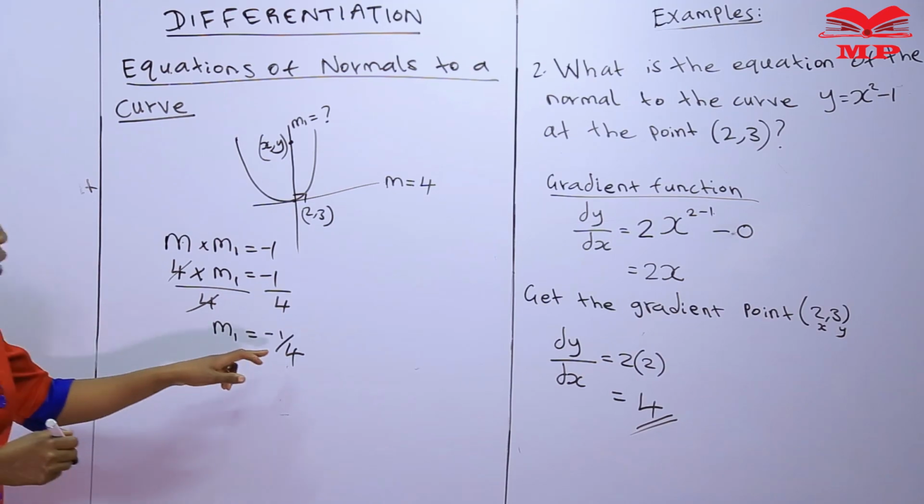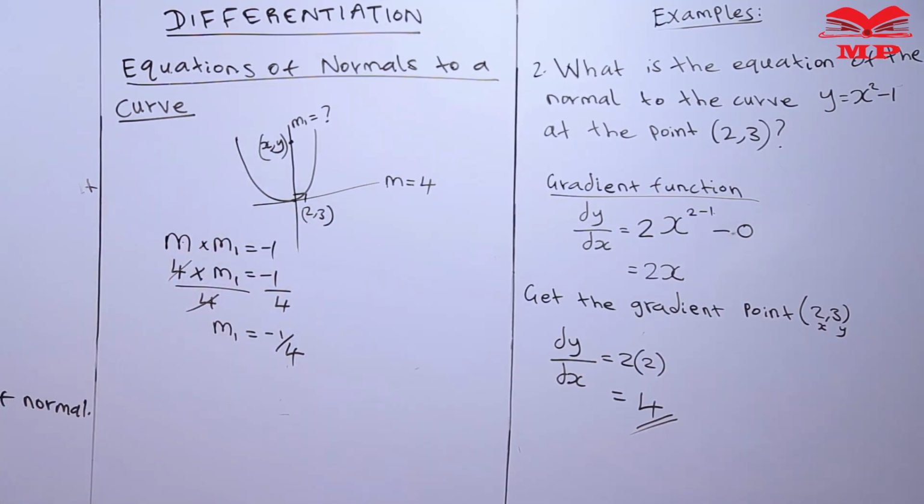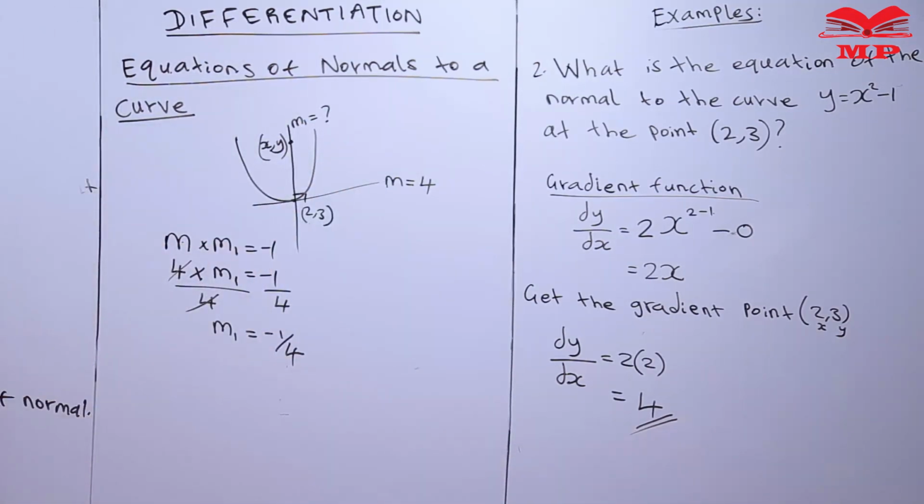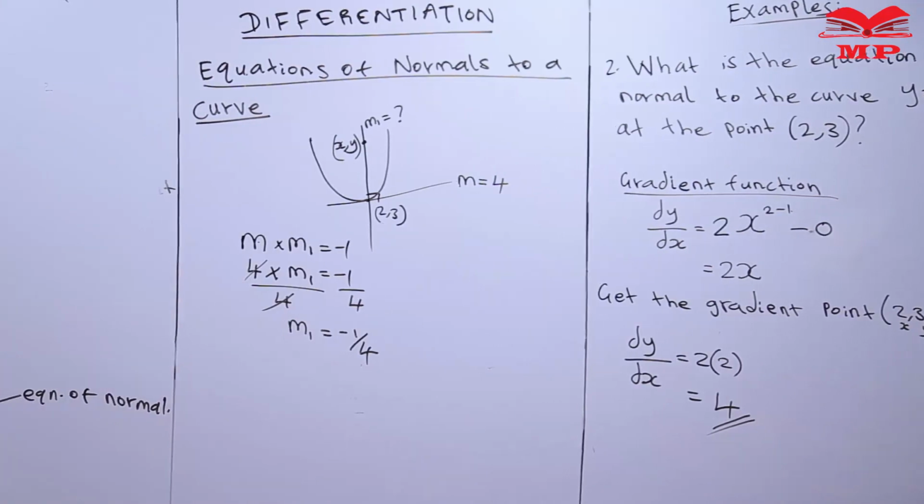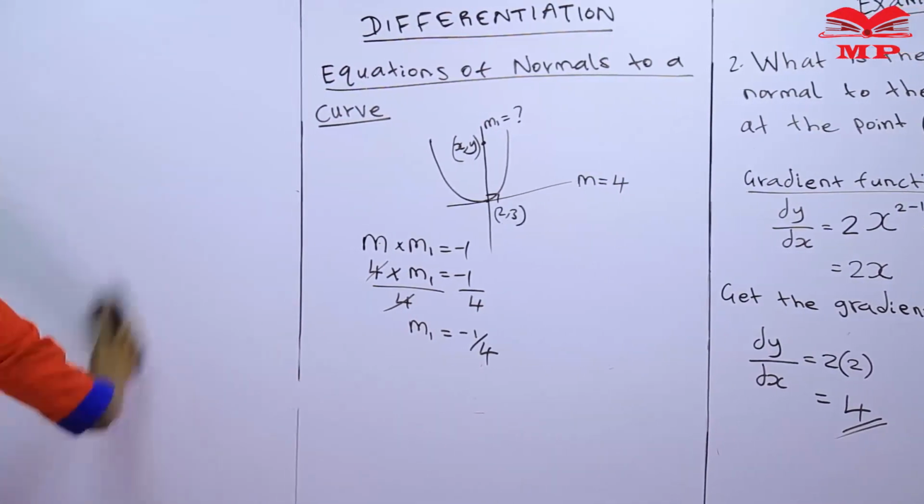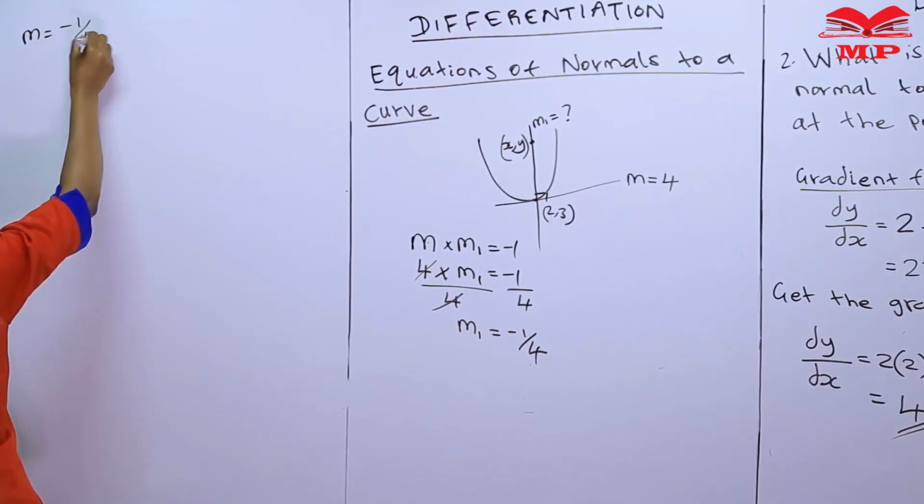Now we have the gradient, we have the point and the imaginary point. Now we use them to find the equation of this normal. So we simply come and note the following. We have the gradient, which is -1/4.